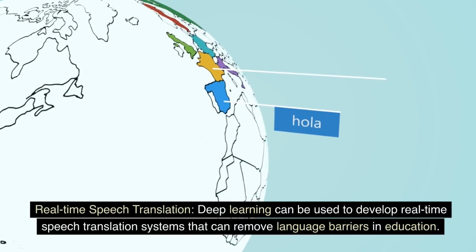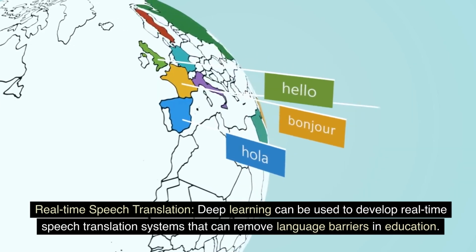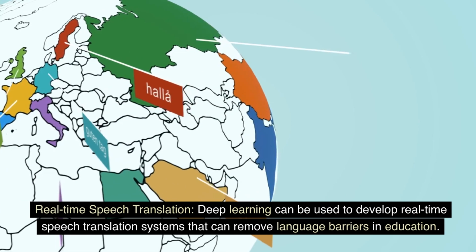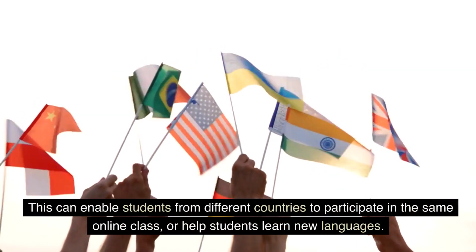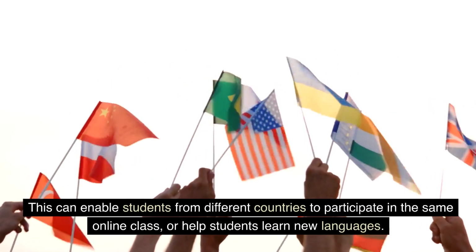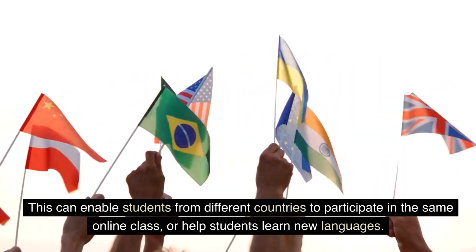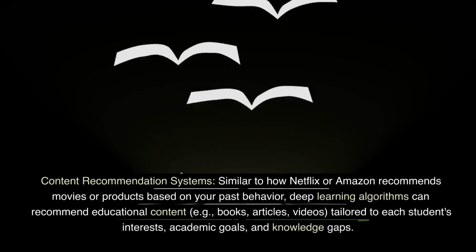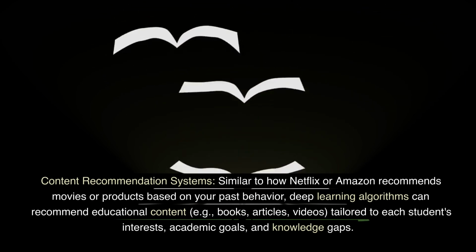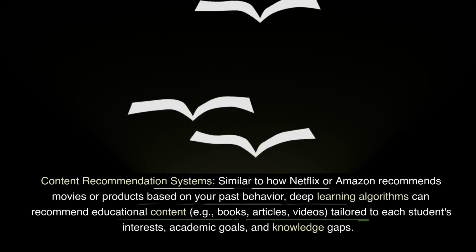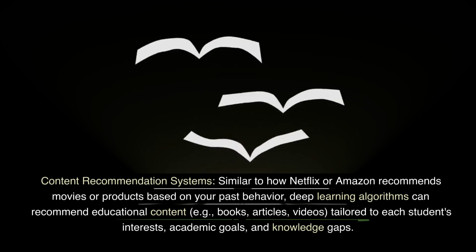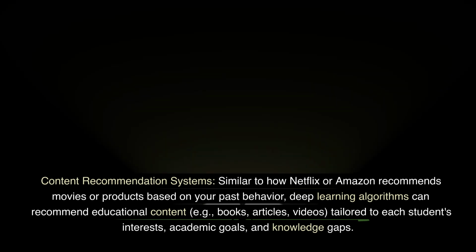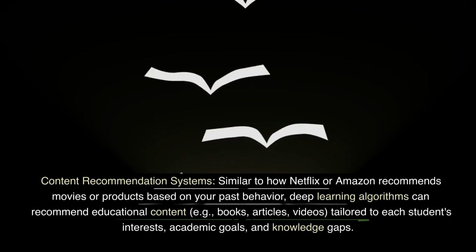Real-time speech translation. Deep learning can be used to develop real-time speech translation systems that can remove language barriers in education. This can enable students from different countries to participate in the same online class or help students learn new languages. Content recommendation systems. Similar to how Netflix or Amazon recommends movies or products based on your past behavior, deep learning algorithms can recommend educational content, e.g., books, articles, videos, tailored to each student's interests, academic goals, and knowledge gaps.